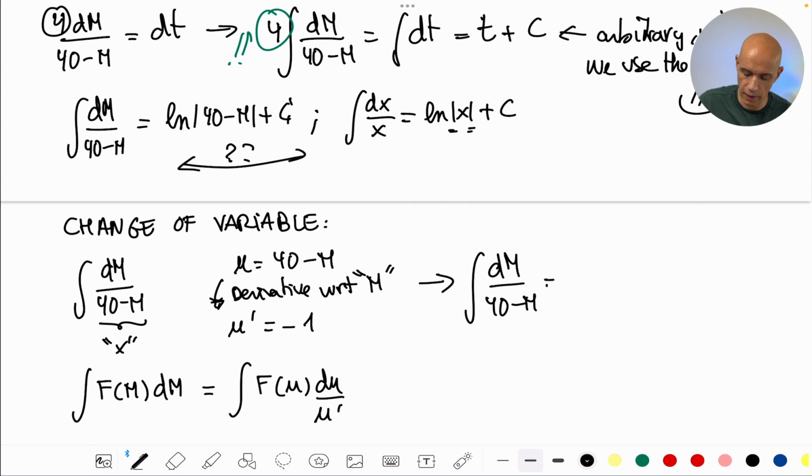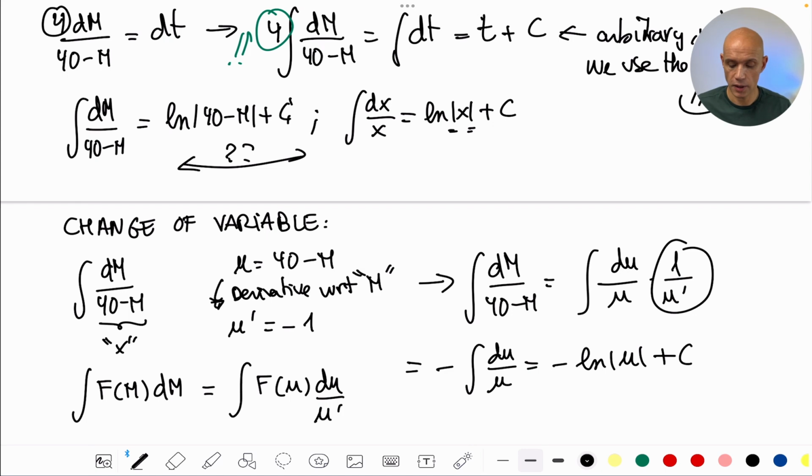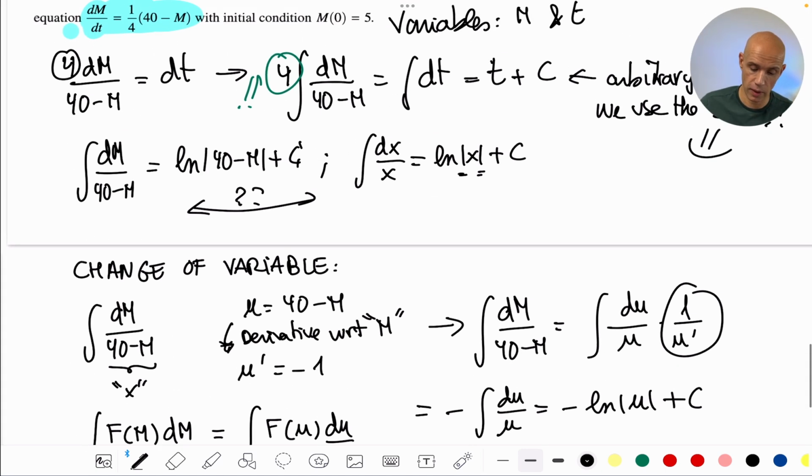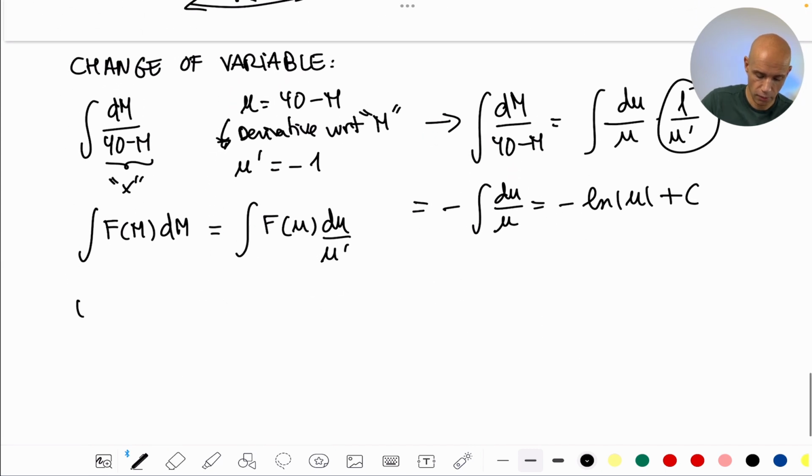So in this case, you change the dm by du, you change your function to 1 divided by u, and then be careful, you have 1 divided by the u prime, okay? Don't forget this term, which is very important. In our case, this is minus 1, so it's this thing. So you get this, which is the one that we studied, okay? Now let's join all together, and that's where it becomes very important not to forget this number 4. So that's very tricky. 4 times minus logarithm of this plus a constant equals time plus another constant.